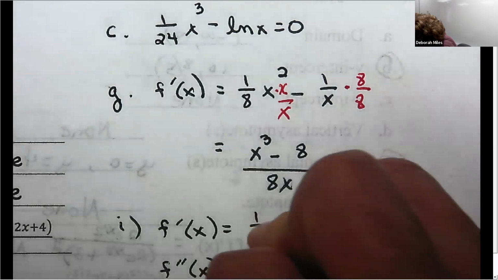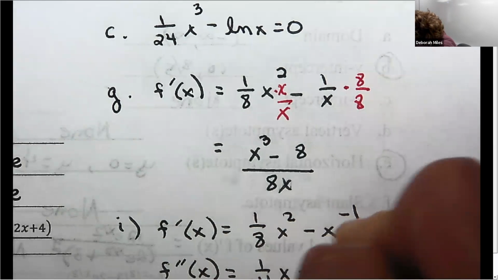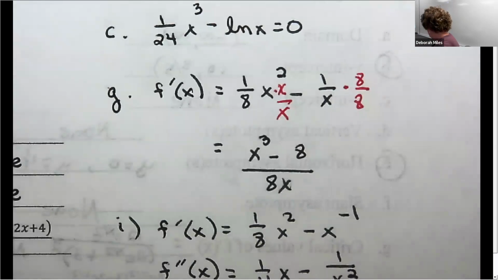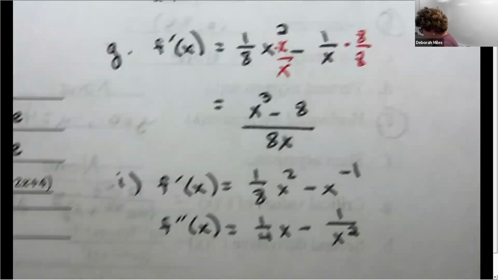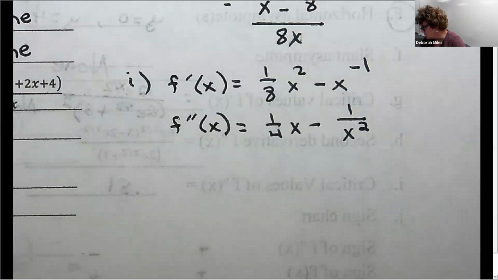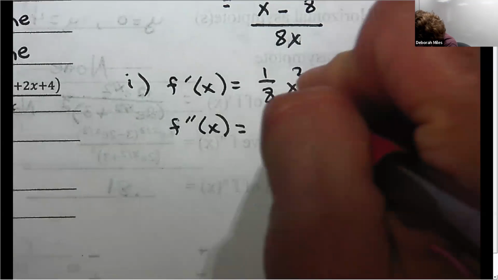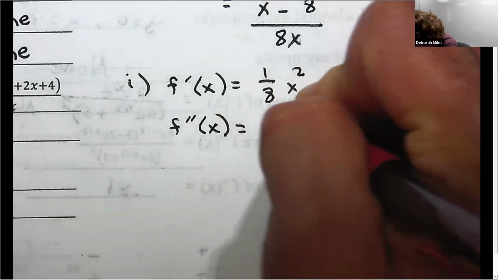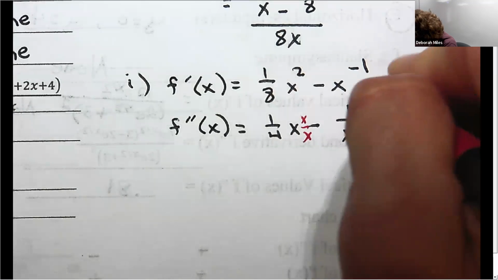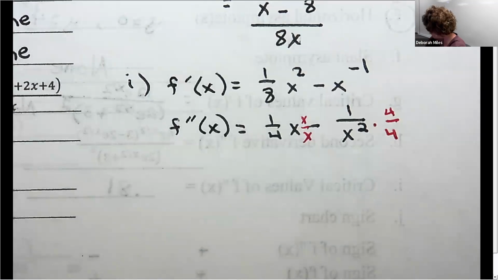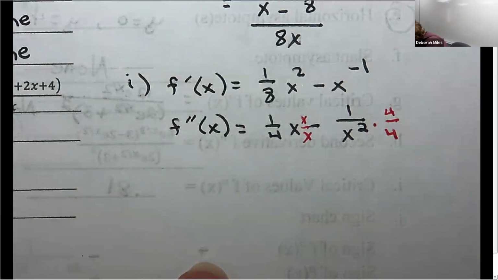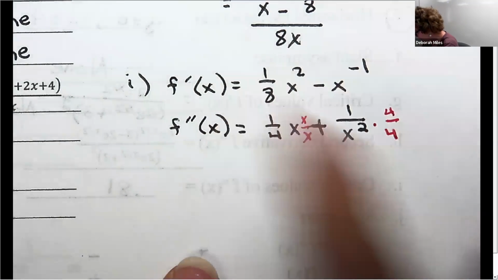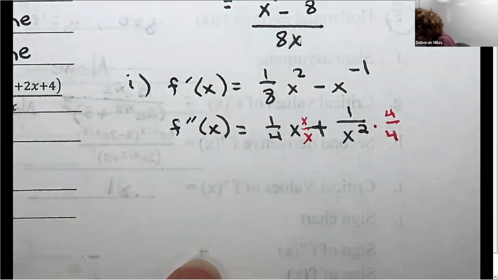One-fourth x minus 1/x squared. Common denominator would be 4x squared. So you multiply the first one by x over x and the second one by 4/4. That would be plus, because a negative times negative is positive.